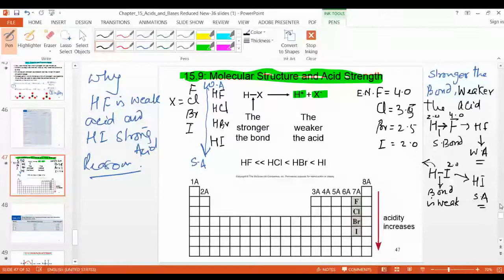So HF is weaker than HCl, HCl is weaker than HBr, HBr is weaker than HI. Both concepts will be the same for all. So you understand this concept? Anybody can explain to me why HI is stronger than HF? Yes, doctor. HF, because it's a strong bond, it will be a weak acid. And HI is a weak bond, so a strong acid.